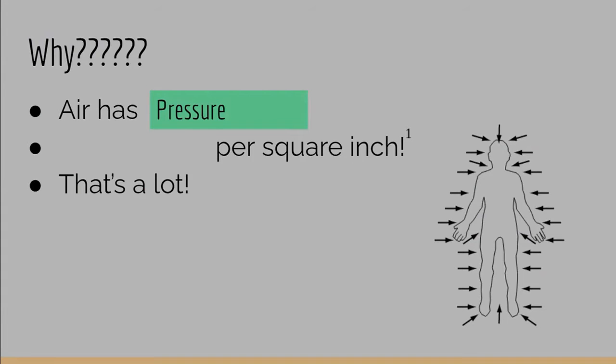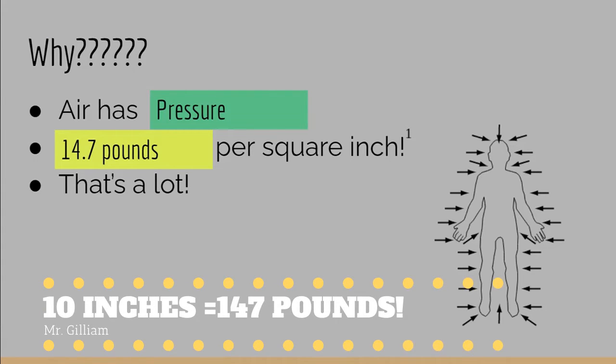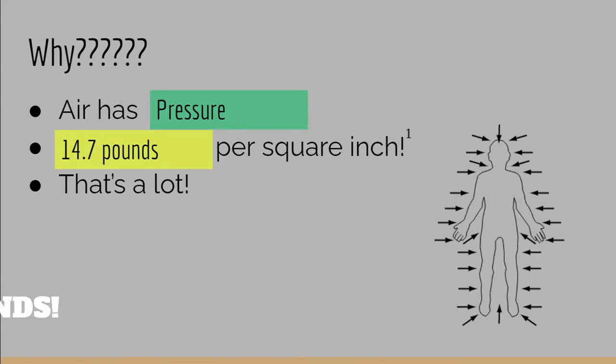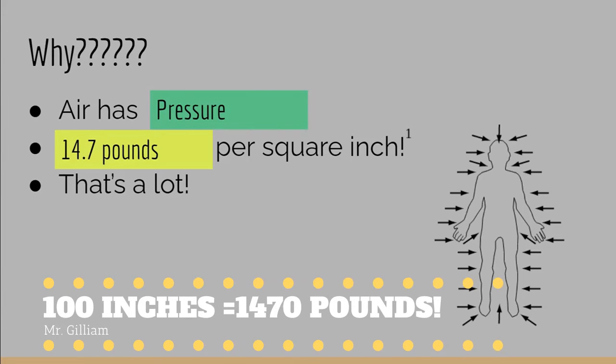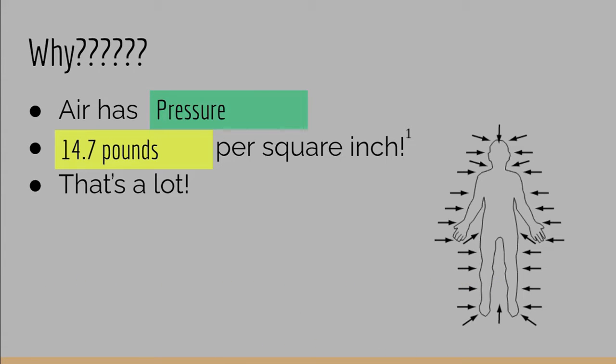How much pressure? Well, 14.7 pounds per square inch. That's almost 15 pounds of pressure per square inch that pushes on every inch of your body. So if you had 10 square inches, that's 147 pounds. If you had 100 inches, that's 1,470 pounds of air pressure pushing on your body. The only thing is, we don't feel it.